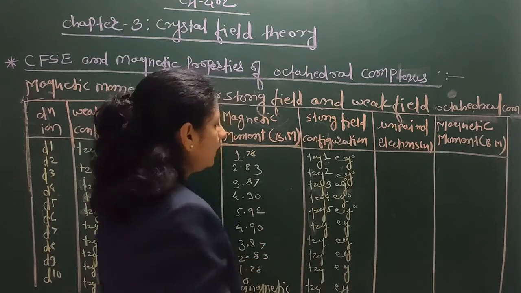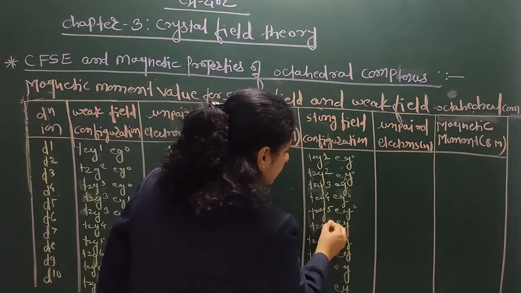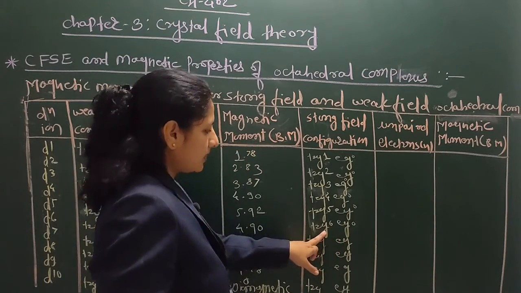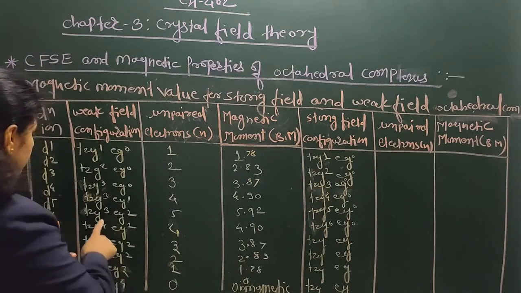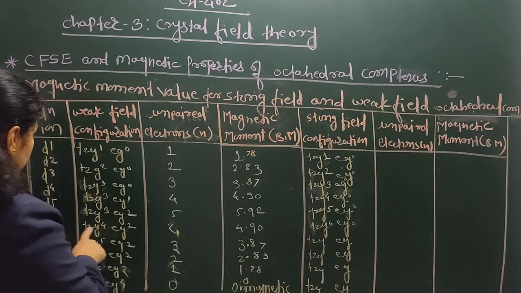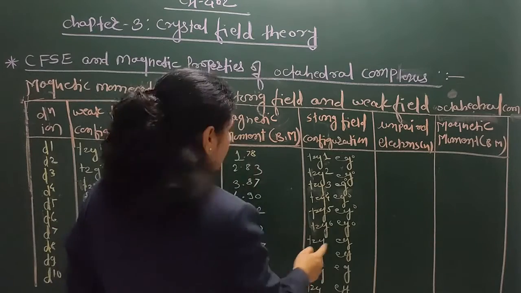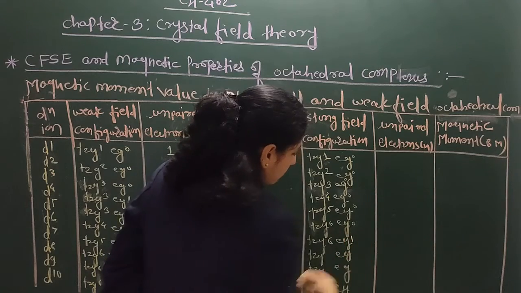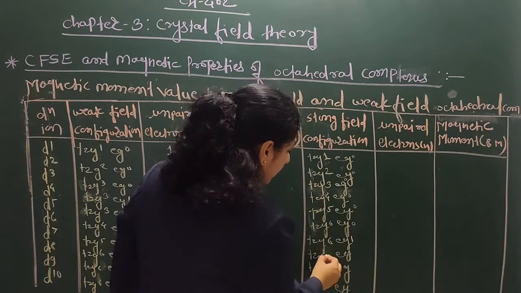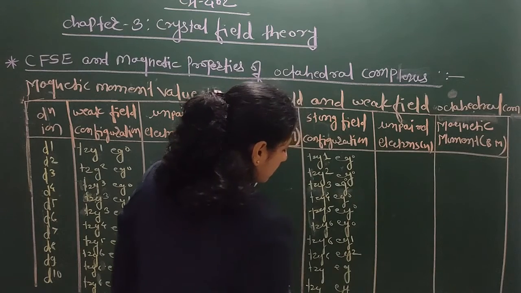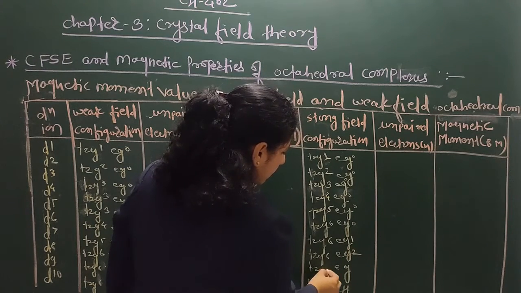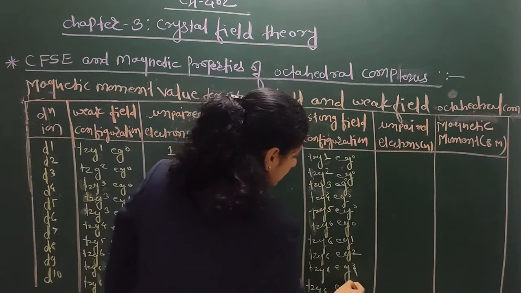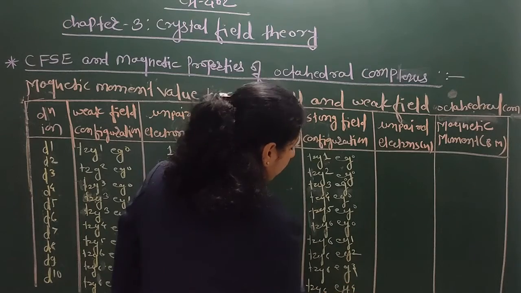For the d6 system there will be 6 electrons in t2g and 0 electrons in eg. If you observe the d6 system, the 6 electrons will pair. Then for d7 there will be 6 and 1 electron goes into the eg orbital. For d8 there will be 2 electrons entering eg. For d9 there will be 3 electrons entering eg, and for d10 again there will be 6 electrons in t2g and 4 electrons in eg.